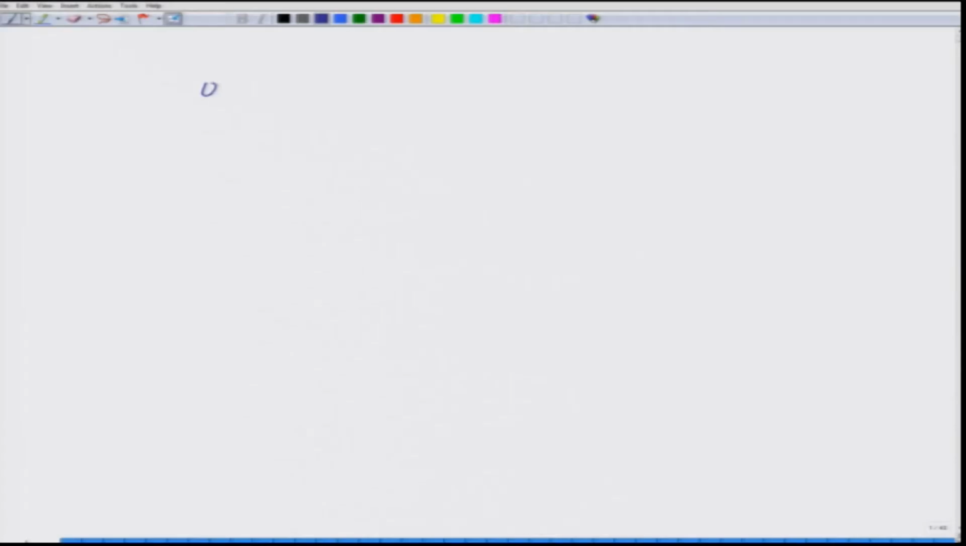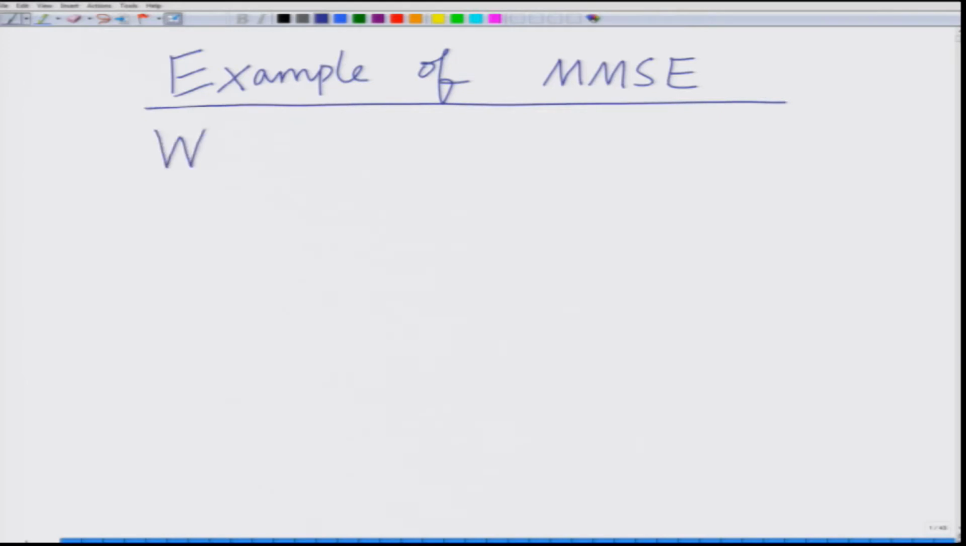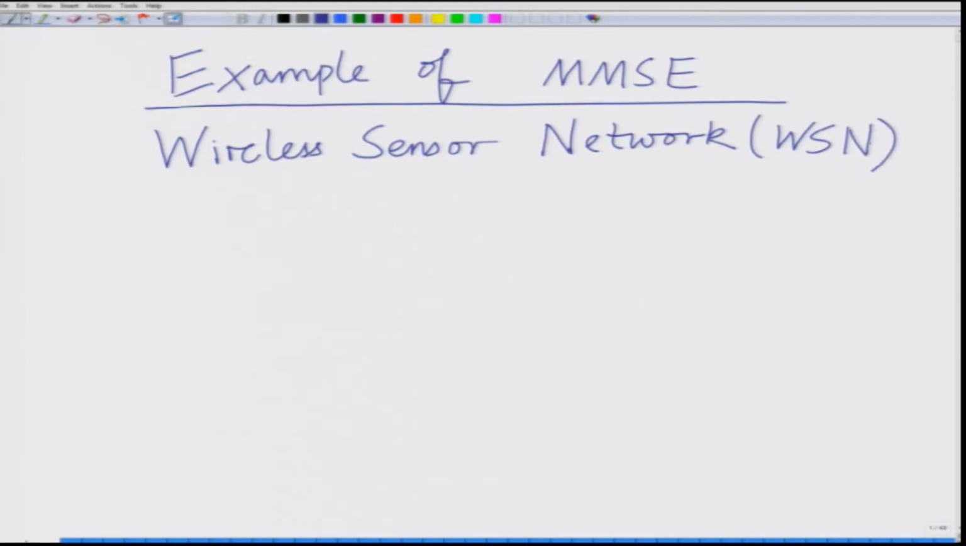So what we want to do today is look at an application of the MMSE estimation principle in the context of a wireless sensor network, or WSN. So we want to look at an example of MMSE in the context of a wireless sensor network. Now, we have already seen a model for this.